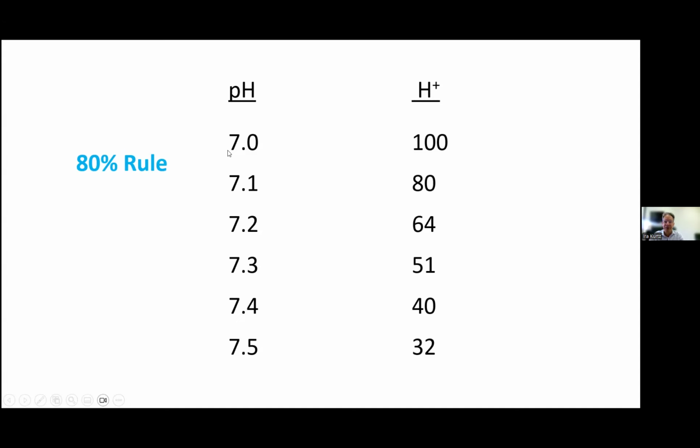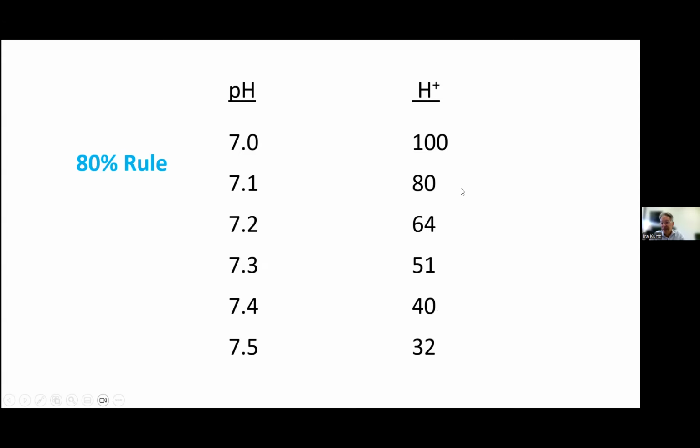So just to remember very quickly, you can do it at bedside. If the pH is 7, that's a hydrogen ion concentration of 100. Then you just keep taking 80% of the previous number. That's how you do it quickly. 7.1 is 80, 7.2 is 64. Just 80% of the previous number to get the next one. And you'll be able to interpolate in between also if you have pH values in between. So it's a quick and dirty way at the bedside of knowing what the hydrogen ion concentration is compared to the pH.